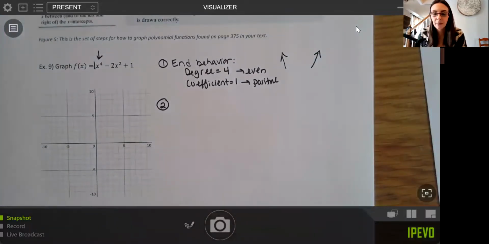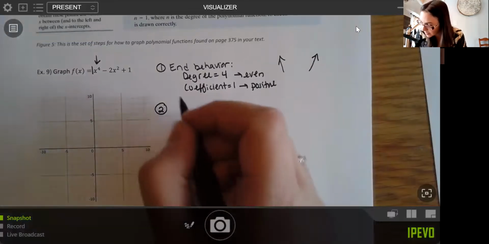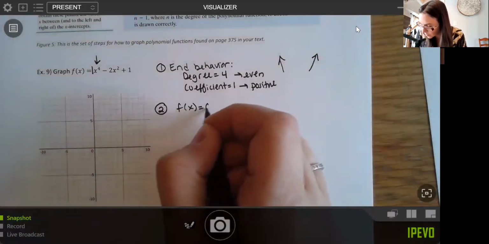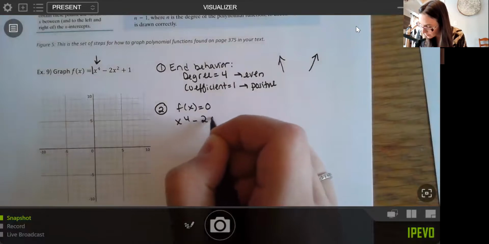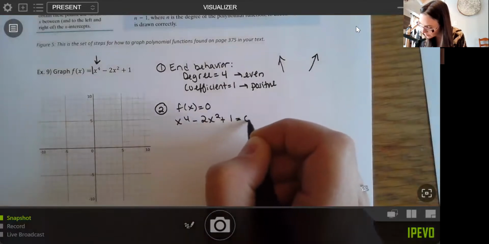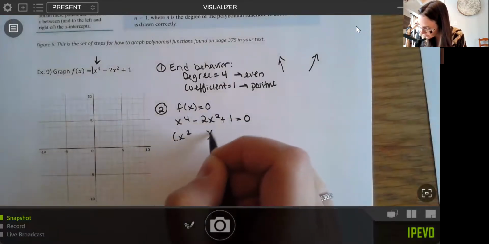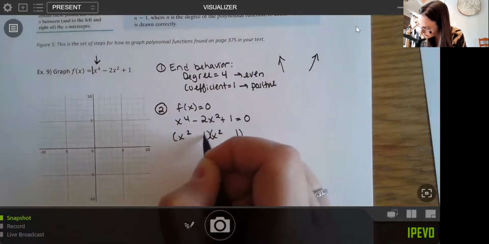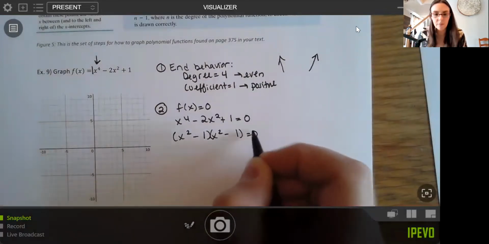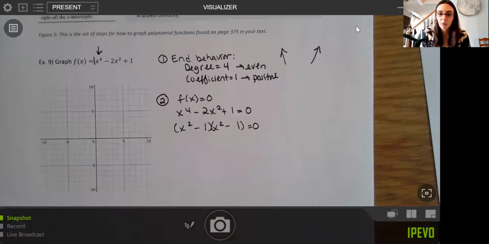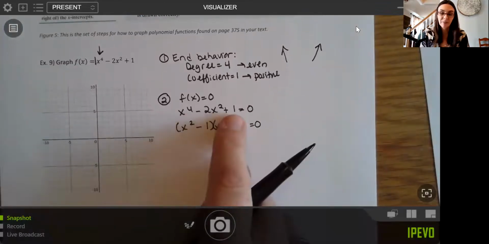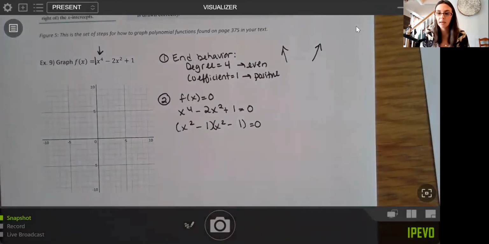I'm also going to want to find some x-intercepts here if I can. So I'm going to set that function equal to 0 and solve. Now this is going to factor as x squared minus 1 times x squared minus 1. And I just did this by trial and error. I'm just kind of thinking about my factors for here, my factors for here. Everything was basically 1, so it wasn't too bad of a trial and error problem. And then I can go ahead and find my intercepts.